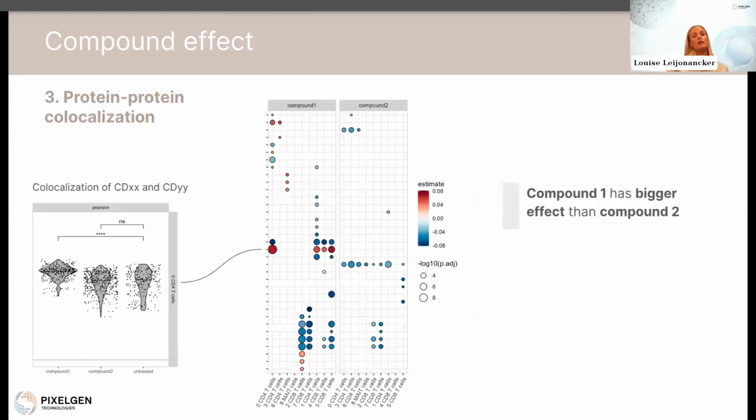And then lastly, looking at protein-protein co-localization, we saw similar things, so more effects in compound 1 compared to compound 2. We wanted to zoom in to this marker pair right here, so co-localization of two different proteins. And same thing there, compound 2 and the untreated have very similar profiles, but compound 1 has an effect that makes them become co-localized. So overall, they found that compound 1 had bigger effects on all metrics, basically, which they validated in-house.